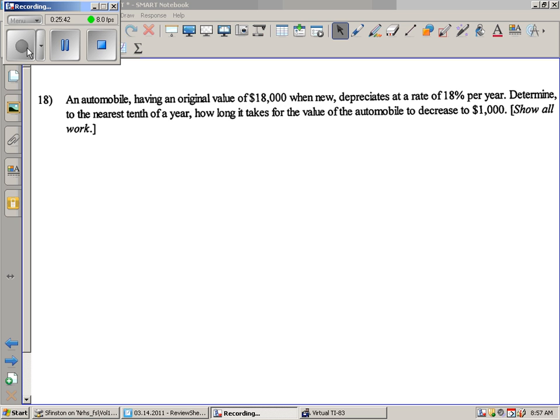An automobile having an original value of 18 G's when new depreciates at a rate of 18% per year. Determine to the nearest tenth of a year how long it's going to take for the value of the automobile to decrease to 1,000. Show all work. All right. Like I said, I'm going to give you a formula. In fact, I pretty much give it to you in the next problem, but let's see if we can do it by hand. P equals, nope, we need the original amount.